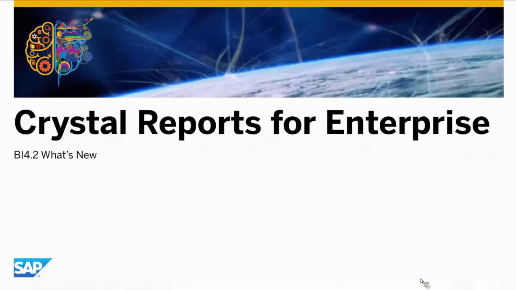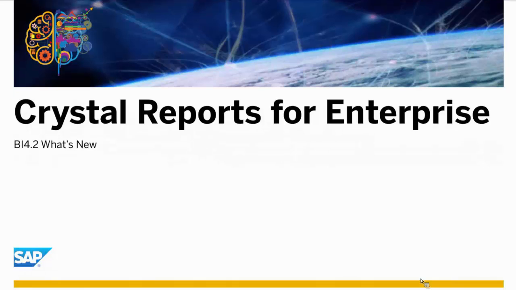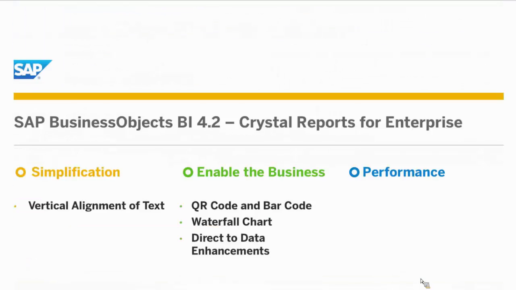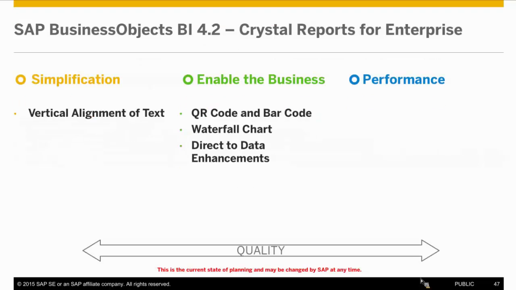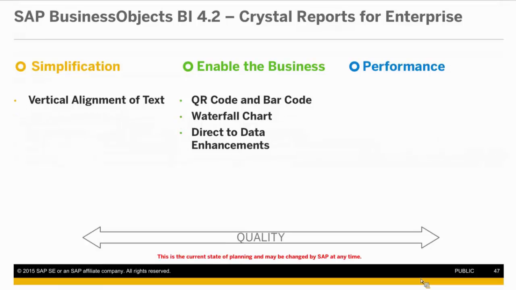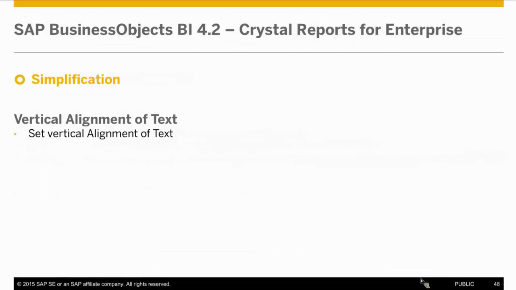We also improved Crystal Reports for Enterprise. There are some additional features being created. And one of those, for instance, is the vertical alignment of text, QR and barcode support, waterfall charts, and direct-to-data enhancements. So the vertical alignment sounds right logical.